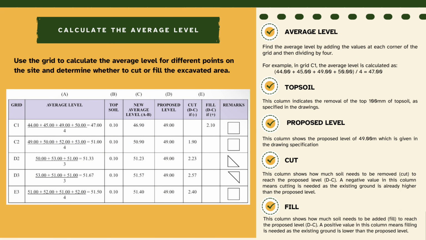Therefore, if the answer is positive, it means we need to add soil because the ground is lower than the proposed level. Then, this value goes in the fill column. But if the answer is negative, it means we need to remove the soil because the ground is higher than the proposed level. Then, this value goes in the cut column.